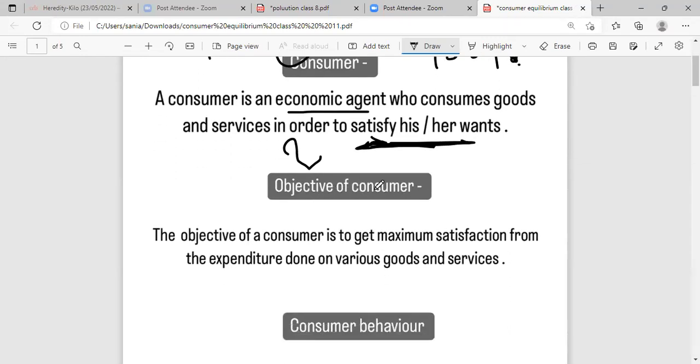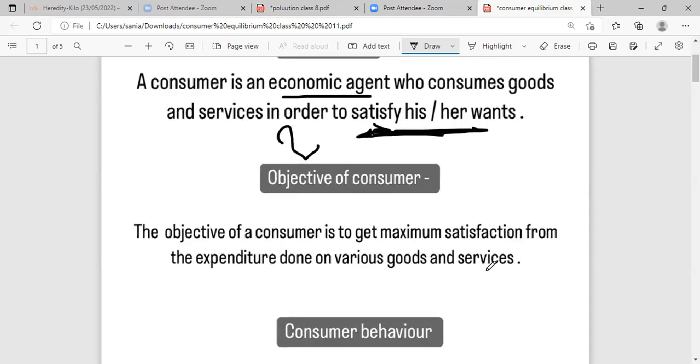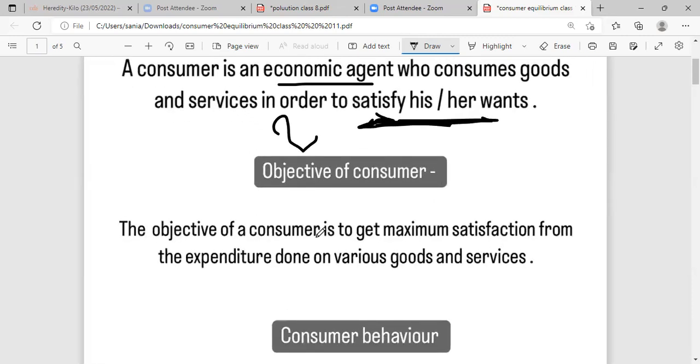Good. Now, the objective of a consumer. The objective of a consumer is to get maximum satisfaction from the expenditure done on various goods and services. So what is the objective of the consumer? To get maximum satisfaction from the expenditure done on various goods and services. So this is the objective. What is the main motive? The main motive is to get maximum satisfaction.